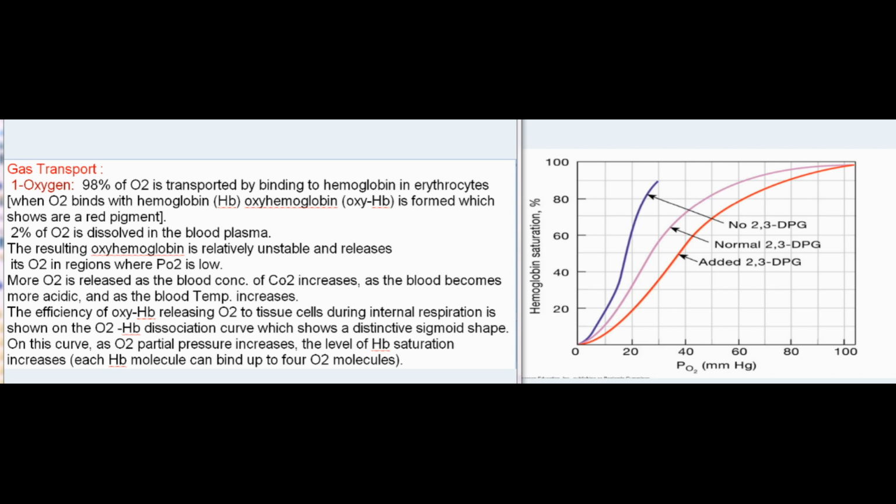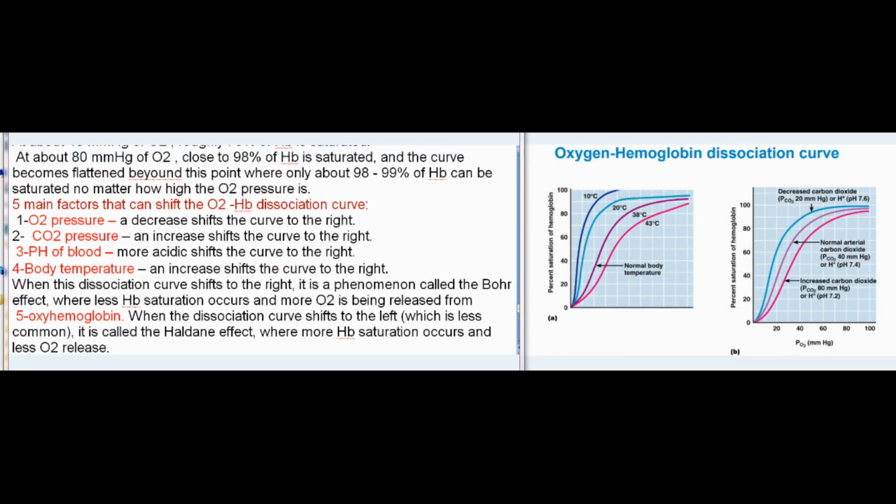On this curve, as O2 partial pressure increases, the level of Hb saturation increases. Each Hb molecule can bind up to 4 O2 molecules. At about 40 mmHg of O2, roughly 75% of Hb is saturated. At about 80 mmHg of O2, close to 98% of Hb is saturated, and the curve becomes flattened beyond this point, where only about 98 to 99% of Hb can be saturated no matter how high the O2 pressure is.